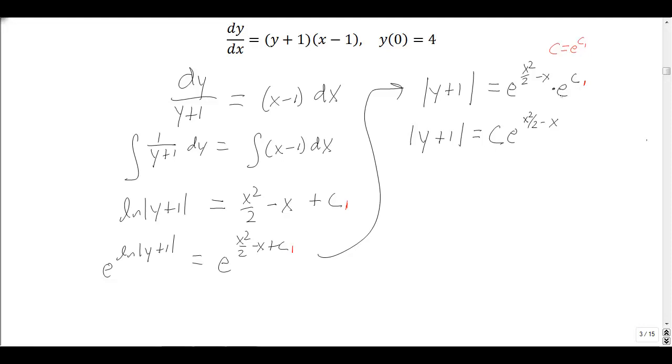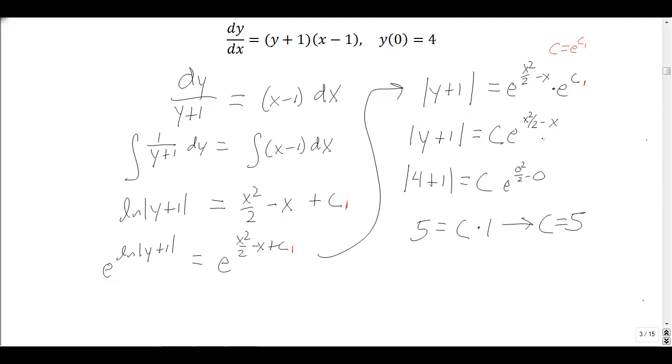You might be worried here that e to the c is always positive, so maybe you should solve for a negative c, but we've got an absolute value over here, so that'll always be positive anyway. All right, now I'm going to plug in x is 0, y is 4 from my initial condition. So I'm going to get absolute value 4 plus 1 equals c times e to the 0 squared over 2 minus 0. So that gives me 5 equals c times e to the 0, which is 1, which tells me my c is 5. So I use my initial condition to solve for that constant.